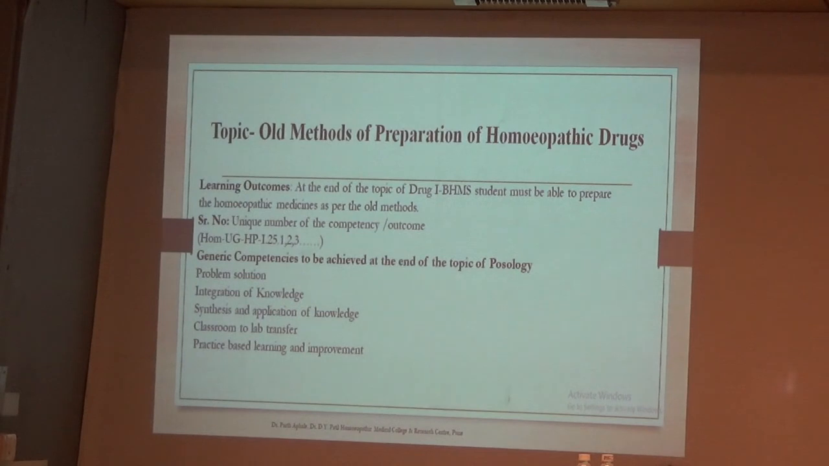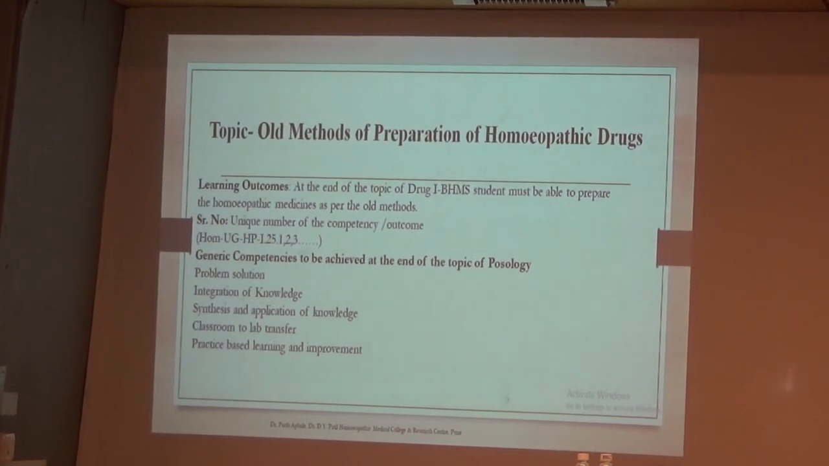So we have seen about posology, potentization, drug proving, then coming to the old methods of preparation of homeopathic drugs. Learning outcomes: you must be able to prepare the homeopathic medicine as per old methods. Again, it is the 25th topic. Generic competencies: classroom to lab transfer, practice-based learning and improvement, integration of knowledge, synthesis of knowledge.